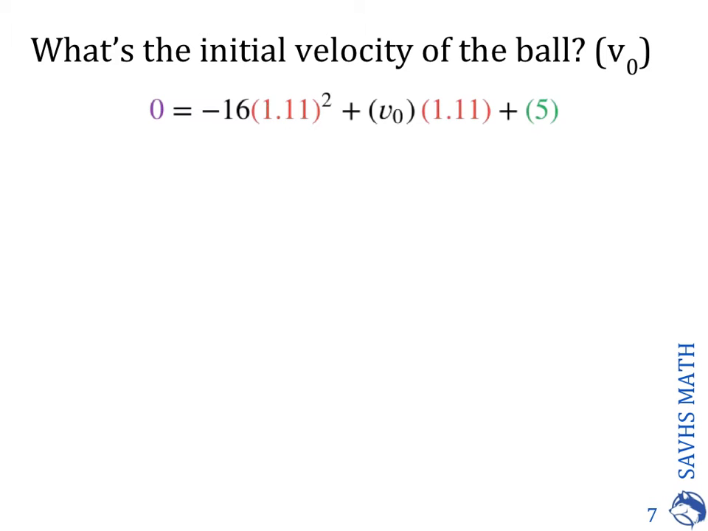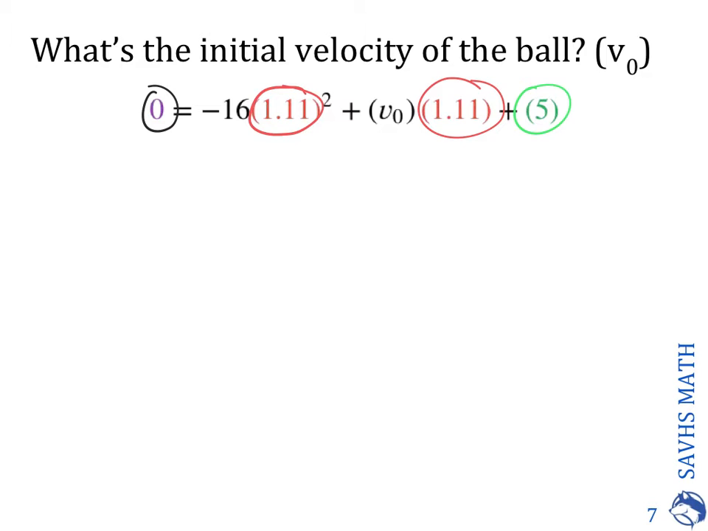Okay, so I know some things. The first thing is that the height of the ball at the end of the video is 0 because it's on the ground. It's touching the ground. It's 0 feet off the ground. The amount of time that it took was 1.11 seconds, and I know that the initial height was 5 feet because I threw the ball from my shoulder, which is about 5 feet off the ground.